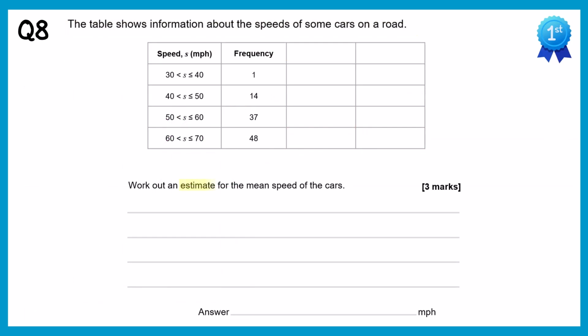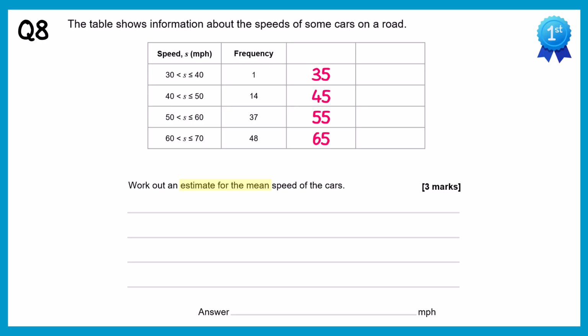In this question, we need to estimate the mean speed of the cars. To begin, we're going to write down all of the midpoints for those groups. So the first group goes from 30 to 40, the midpoint is 35. The next group from 40 to 50, the midpoint is 45. And the next group is 55 and 65.